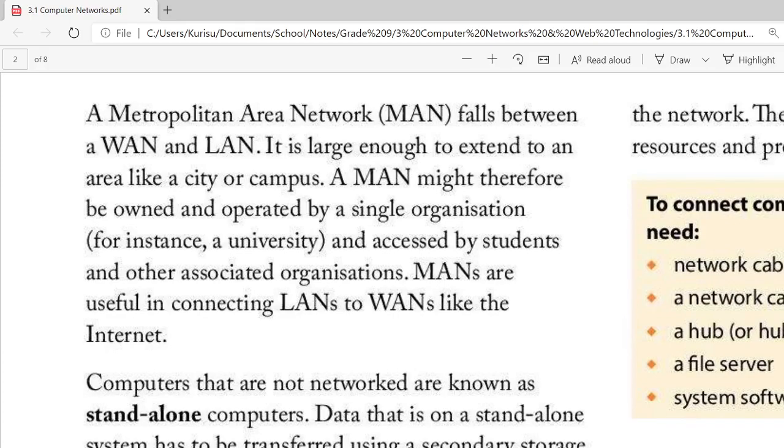Now, let's look at the other configuration. That would be a MAN. Now, Anicia, can you read for us?